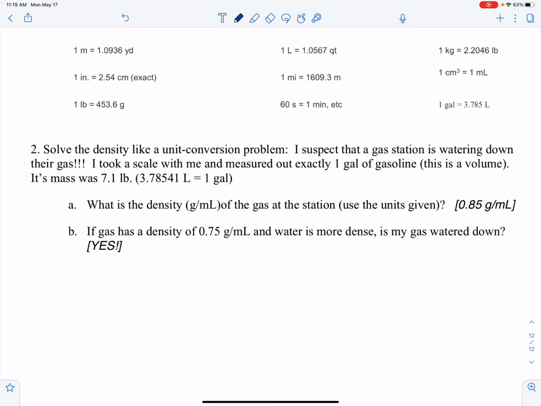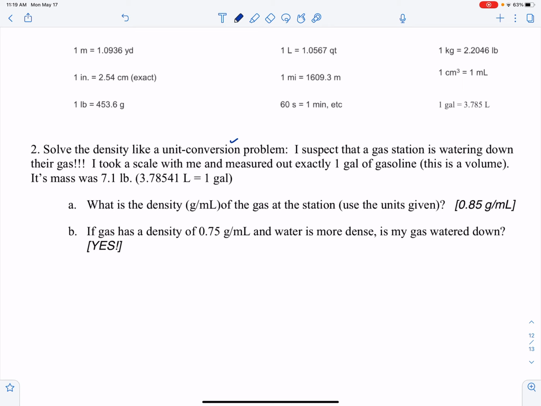So this is another really good word problem for thinking about what you're doing. This is going to involve something that has 2 units, and it's got 2 steps we're going to be thinking about. So the first is part A, and it says solve the density like a unit conversion problem. So that means that we're not going to use D equals M over V.